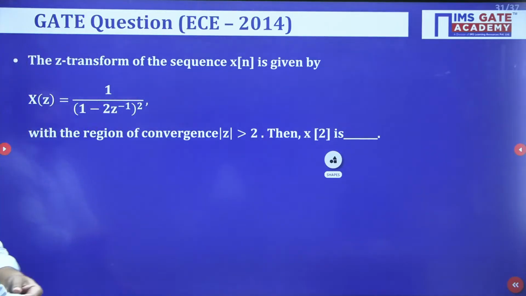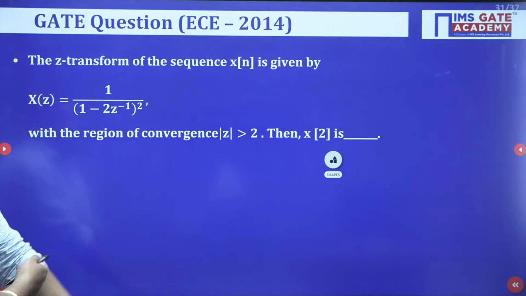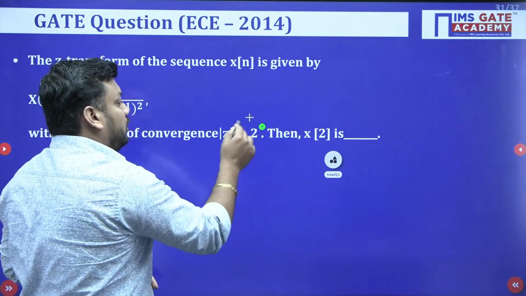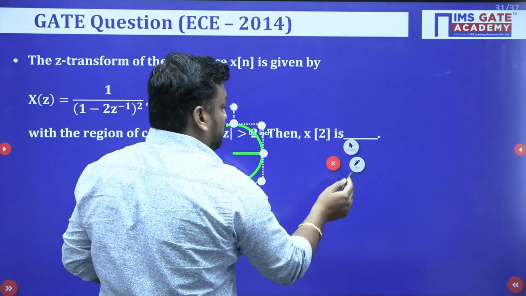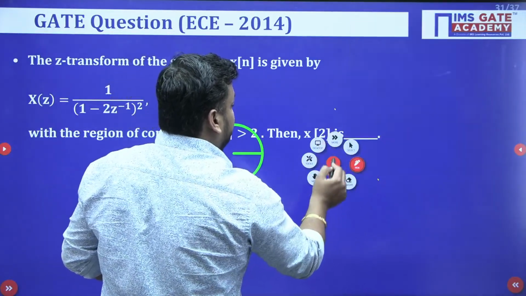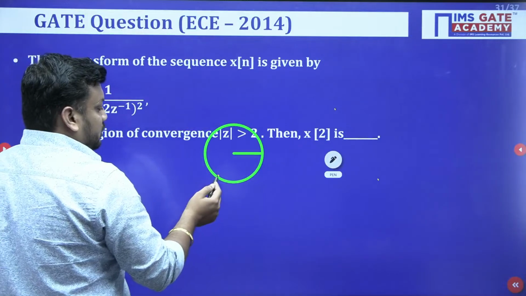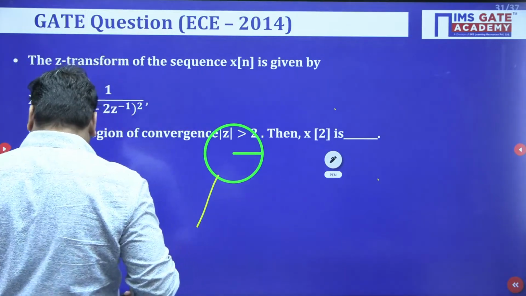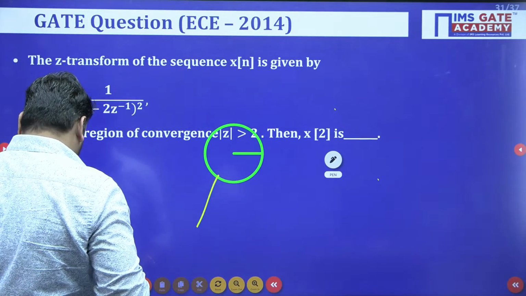Simple property based question it is. However, here the region of convergence is also given to you. I think this is not required here. Okay. So I should remove this.